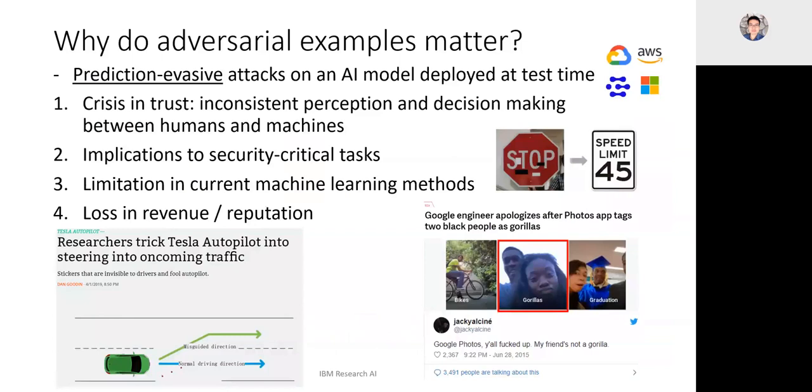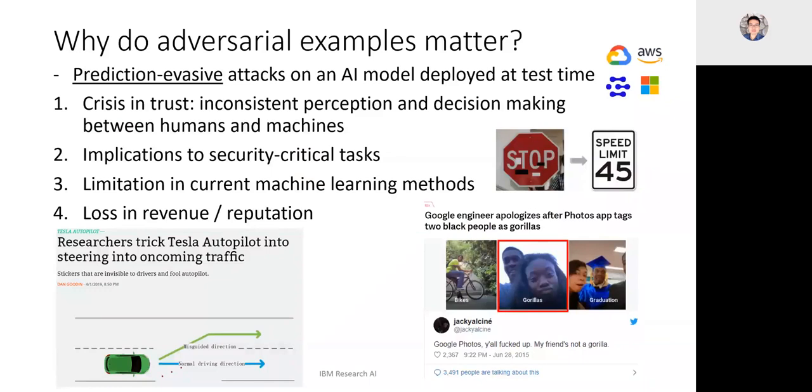If you are a machine learning researcher, we are very interested in knowing why these machine learning models are so vulnerable to these small perturbations happening at the input space. Because this indicates there is a limitation in our current machine learning systems and how we train these machine learning models to do their jobs.